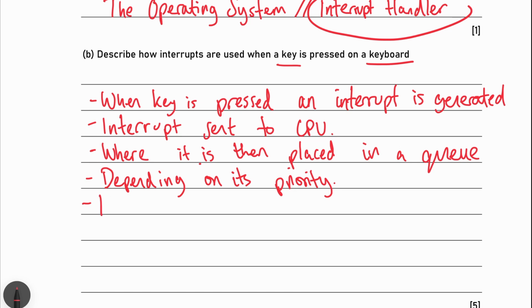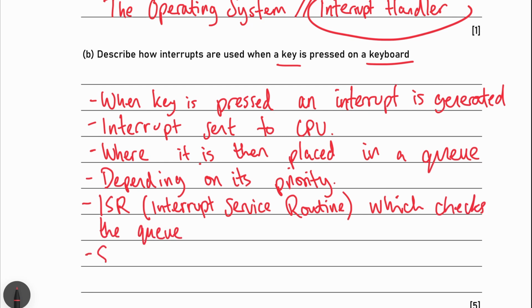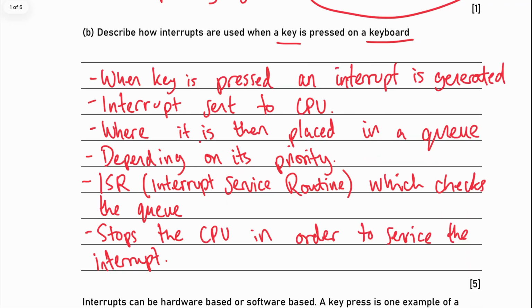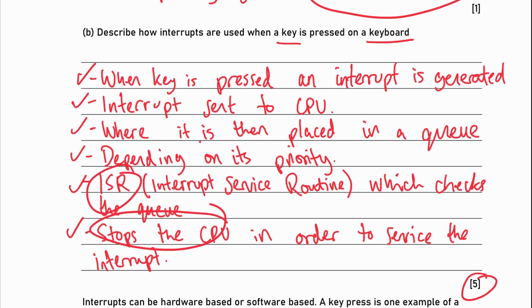We then need to mention the ISR, which is short for the interrupt service routine, which checks the queue. So the ISR checks the queue and will stop the CPU in the current process in order to service the interrupt, so to make sure that it's dealt with. And there you go, guys. There is 1, 2, 3, 4, 5, 6 possible marks there from a total of 5. And again, this all comes back to interrupts and the interrupt handler. So keywords to get in are the ISR, stopping the CPU to service the interrupt, talking about priority, and of course, just mentioning that the interrupt is generated when a certain event occurs.